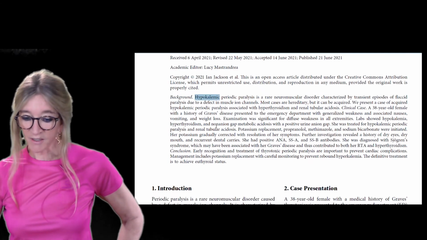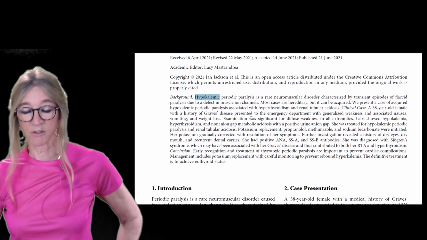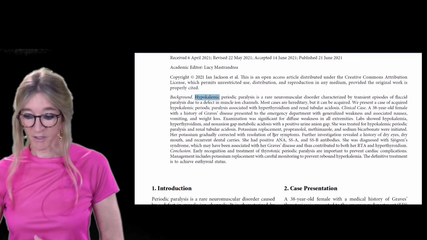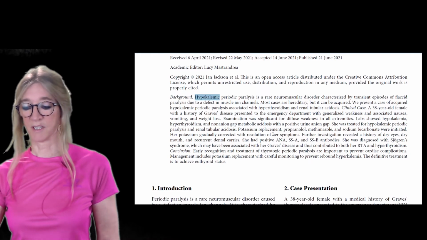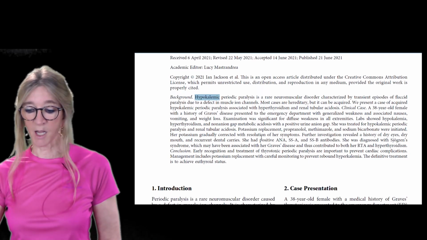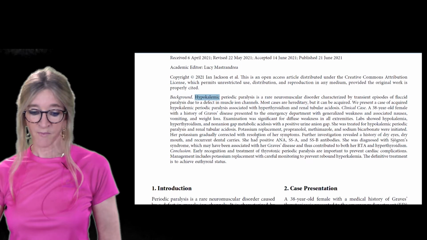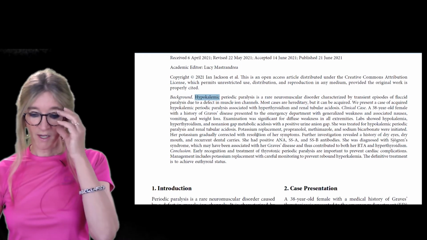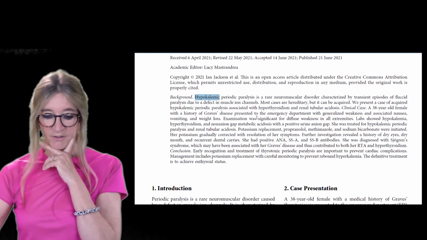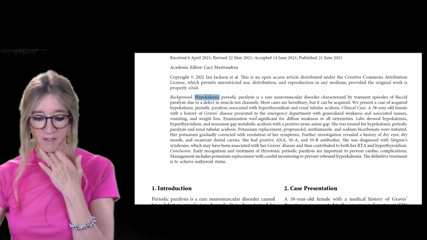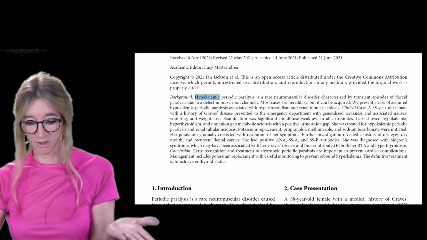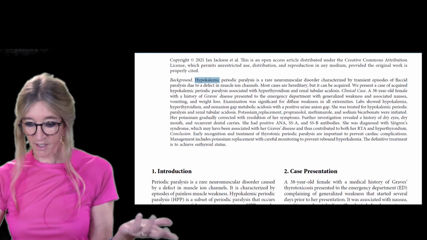Hypokalemic periodic paralysis, a rare neuromuscular, obviously nerves and muscles, disorder, characterized by transient, pretty much a synonym for periodic, episodes of flaccid paralysis due to a defect in muscle ion channels. Okay, most cases hereditary. Okay, you already know what's going on here thanks to your knowledge of roots like hypokalemic, or hypo and kal.